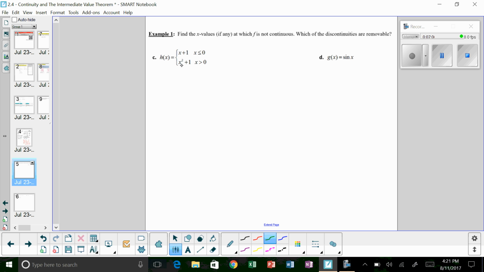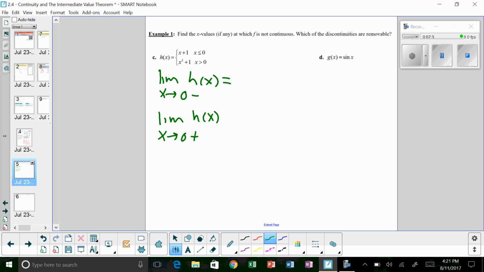The same thing is true of y equals x squared plus 1. Its graph would be a parabola, no jumps, no breaks. So the only possible place where we might have a discontinuity is at the joint between the pieces. In this case, that's at x equals 0. So we need to investigate the limit as x approaches 0 from the left of h of x, and we need to investigate the limit as x approaches 0 from the right of h of x.